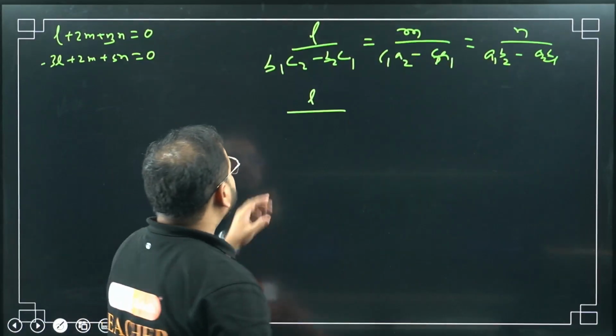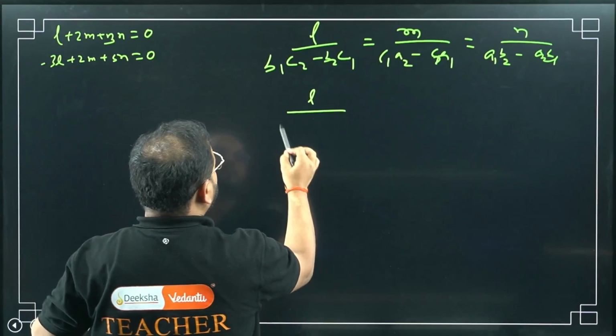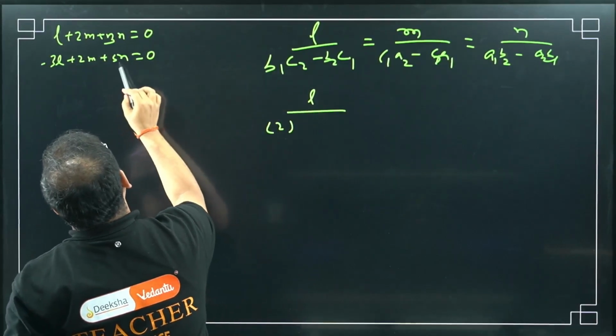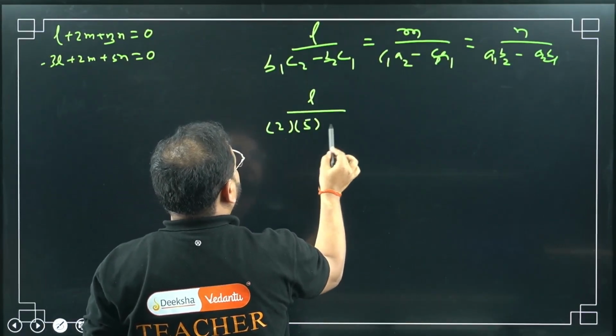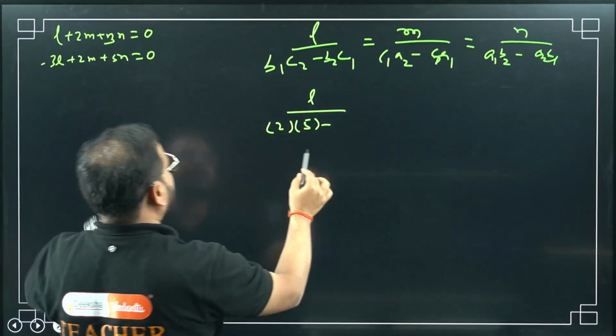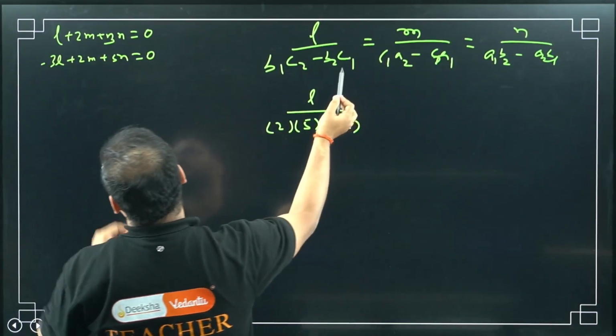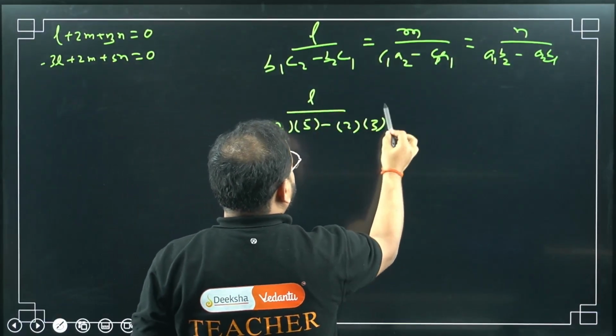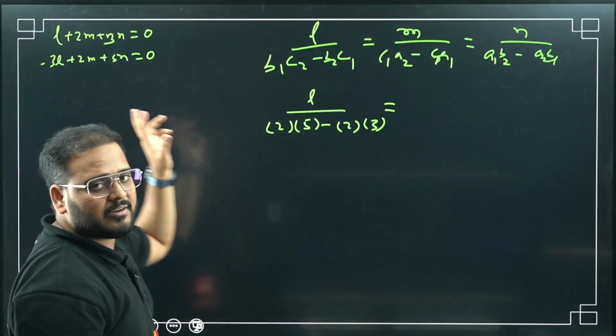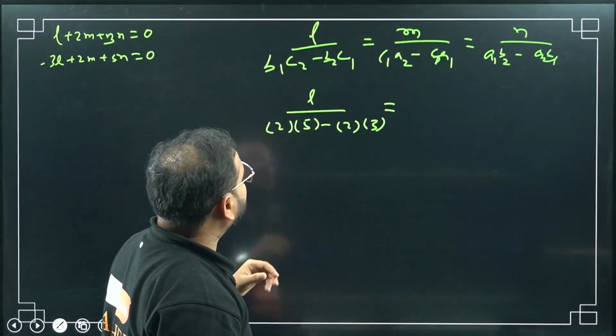Now please check. Where is B1, sir? Over here. So 2 times C2. Where is C2, sir? 5. Minus B2, which is over here, 2 again, times C1. What about C1, sir? C1 is 3. Correct? So A1, B1, C1 like that equals M.